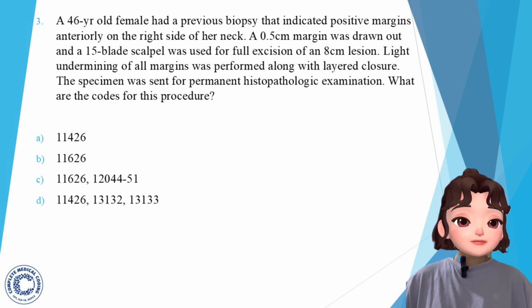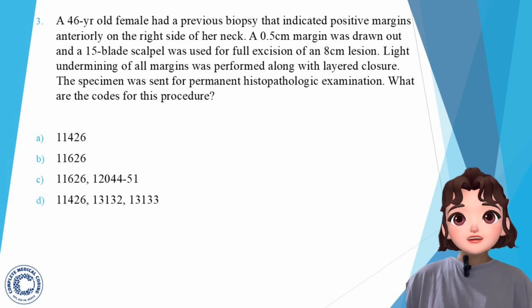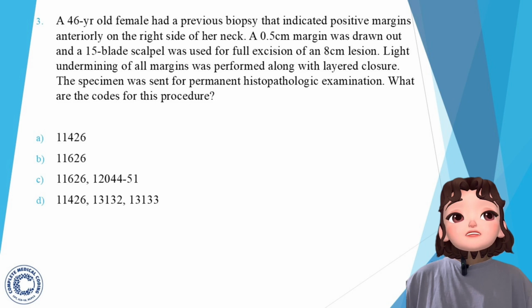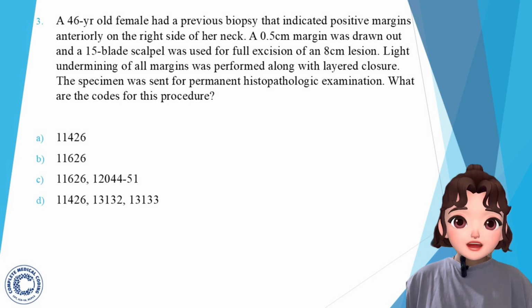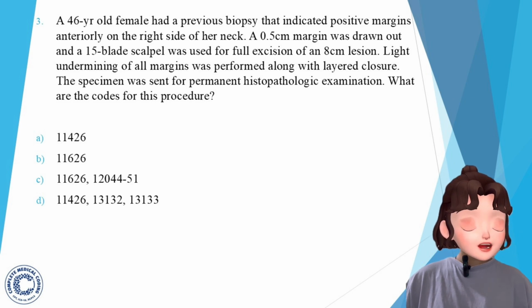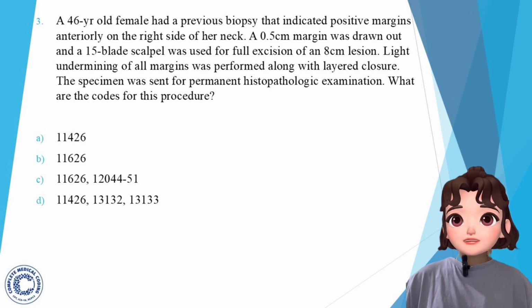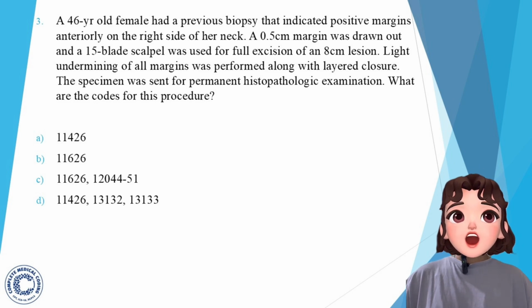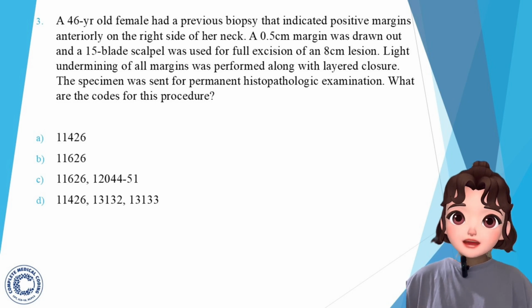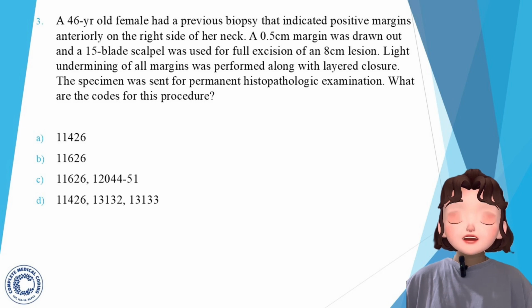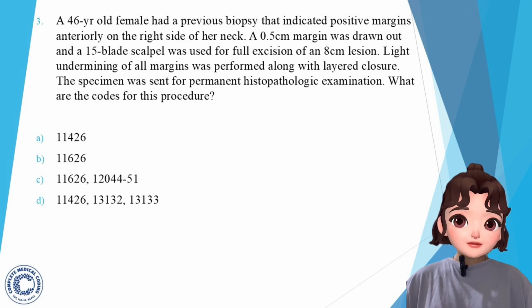11626. What is 11626? Excision of malignant lesion. See, code 11426 represents a benign lesion, while 11626 represents a malignant lesion, excised over 4 centimeter. Our excision is 8 centimeter. How will you know if it is benign or malignant? That is what is mentioned in the first line. The patient had a previous biopsy that indicated positive margins. It means it's malignant. If it is a positive margin, it means it is malignant. So you have to code the malignant code 11626.